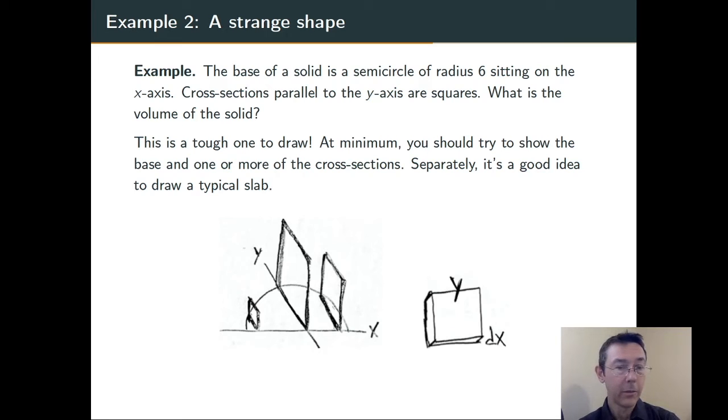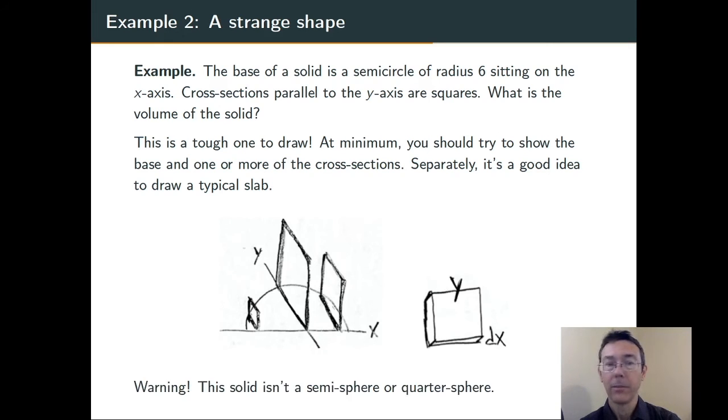You can see that semicircle sitting on the x-axis. The radius there is supposed to be 6, so it runs from -6 to +6. And then I've drawn a few cross sections, all squares. It's also a good idea to draw one of the typical slabs like I've done there on the right. So the length of one of the sides of that square is going to be y, the height of the semicircle at any given x value. And the thickness of the slab, as usual, is going to be dx.